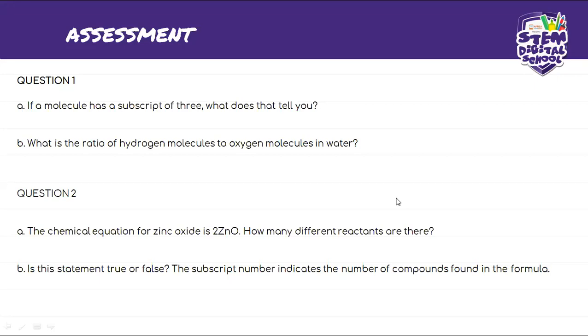Question 1 is saying, try to zoom your phone or whatever you are using to make it large so that you can see. Apparently you are the only one who is complaining, so next time I will try to make it big. So Whitmer, question 1 is saying if a molecule has a subscript of 3, what does that tell you? And question 1B is saying what is the ratio of hydrogen molecules to oxygen molecules in water?